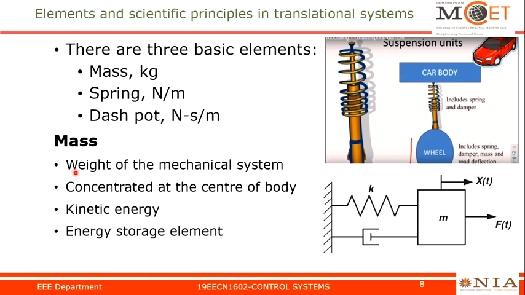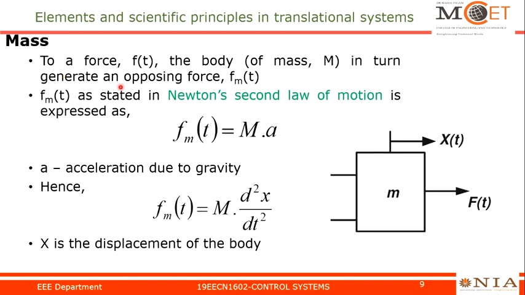So mass will have a weight in the mechanical system. It is concentrated at the center of the body. It will have the kinetic energy. It is an energy storage element. To a force F of t, the body, that is the mass, in turn generates an opposing force Fm of t. So F of t is the applied force, Fm of t is the opposing force due to the mass.